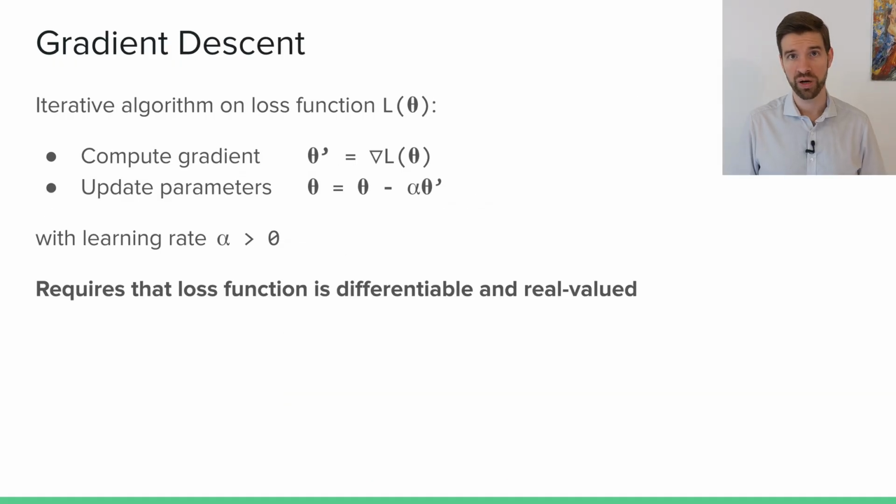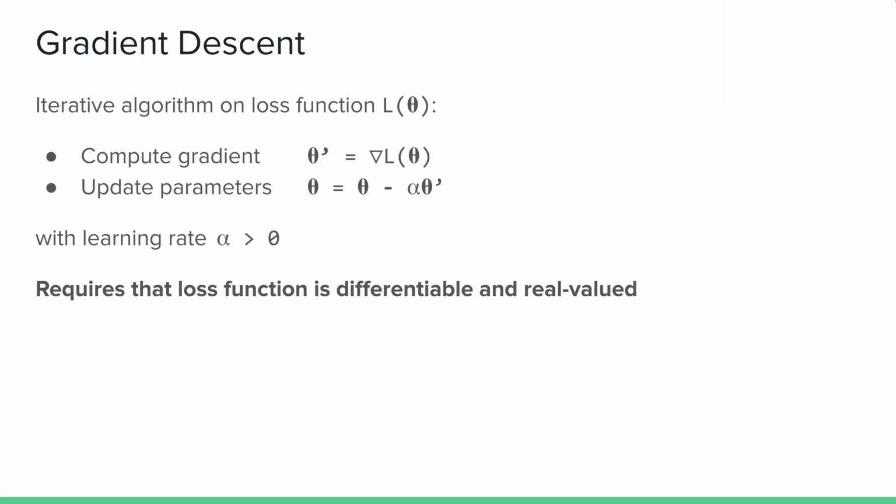Now, if we know how the function changes with respect to all arguments at the same moment, we can compute the gradient as the first step to know where to go. And then we can actually take a step. This is called the update parameter step, where we take a step in that direction. The step size that we take here is called the learning rate alpha, which has to be a positive value. And as I said before, this requires that our loss function is differentiable and real valued.